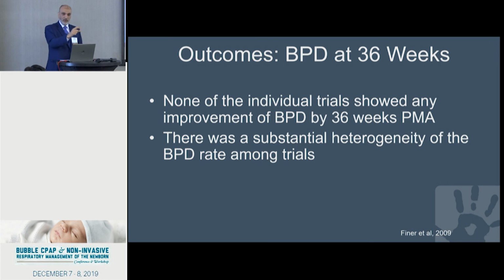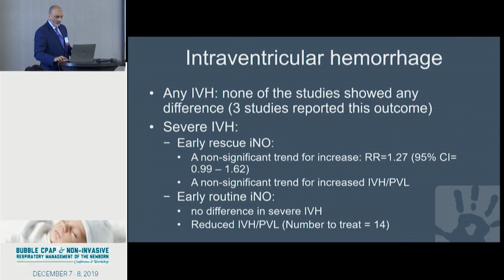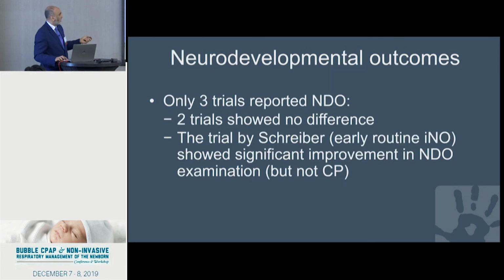But you intubate the baby and give surfactant, no BPD improvement. Intubate the baby and give whatever you would like to give is not going to work, because the injury from the tube is much bigger than any treatment that you will think of. So mortality and BPD, none of the studies showed that. Intraventricular hemorrhage: basically there are some studies showing increased IVH and some others showing decreased IVH. So basically there is no effect, neurodevelopmental outcome, nothing.